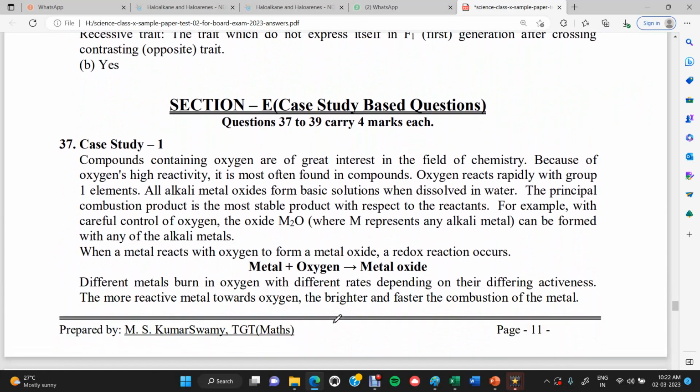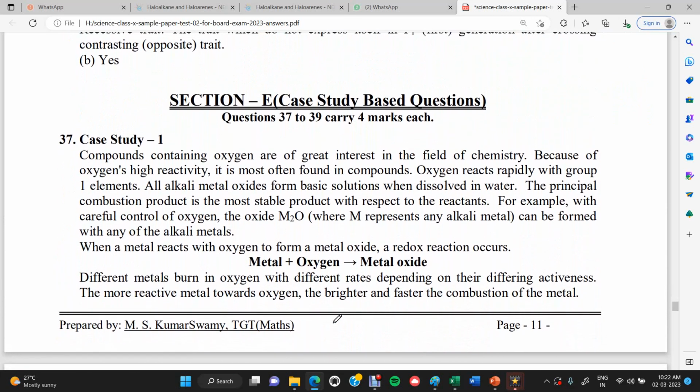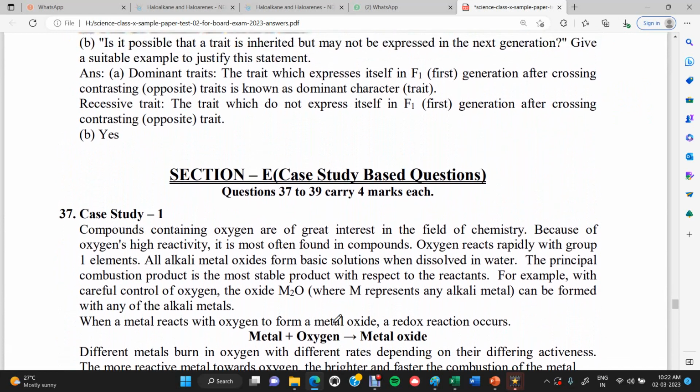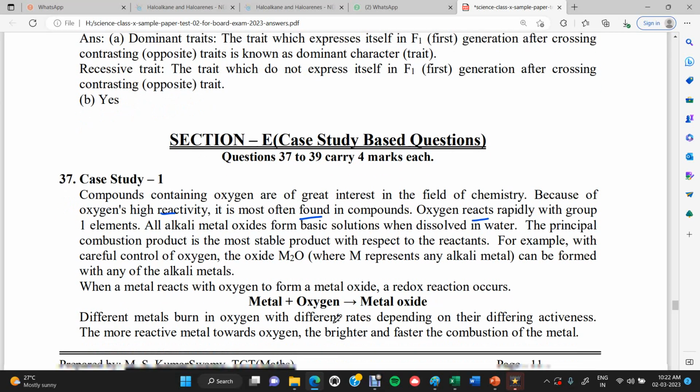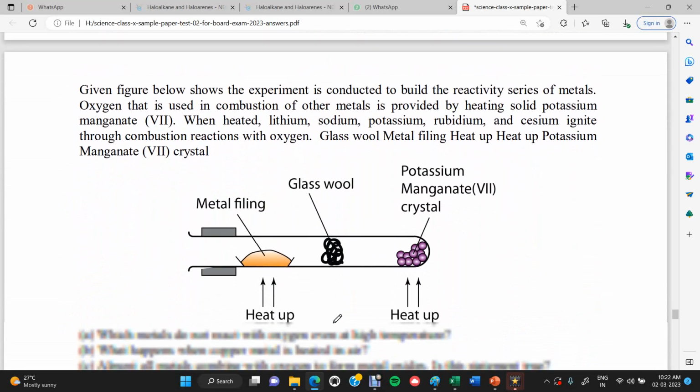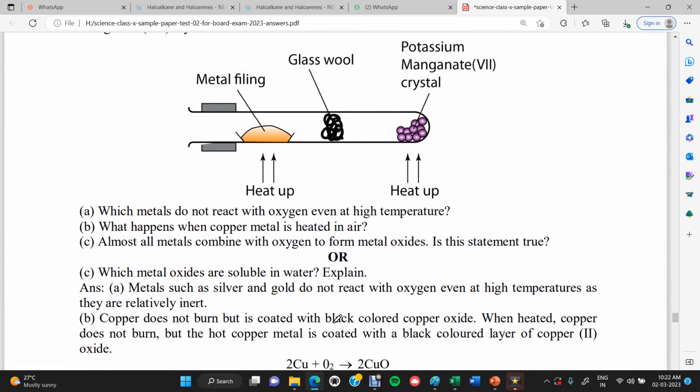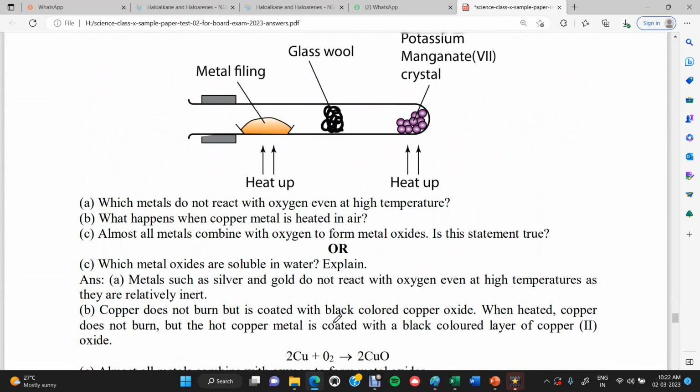Right. Let's go for case study questions. Compounds containing oxygen are of great interest in the field of chemistry because of oxygen's high reactivity; it is most often found in compounds. Oxygen reacts rapidly with group 1 elements. Okay, let us directly get into the question. I don't have patience to read all these things. If you need, we can come again and read it.